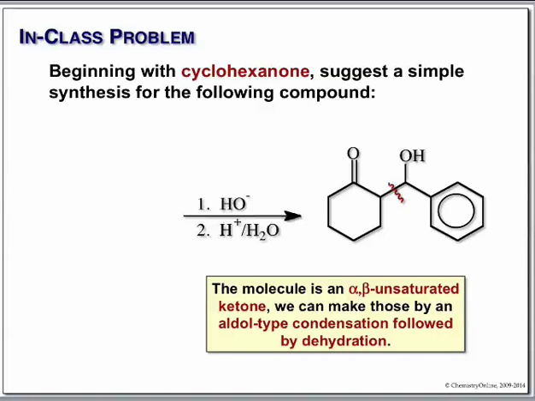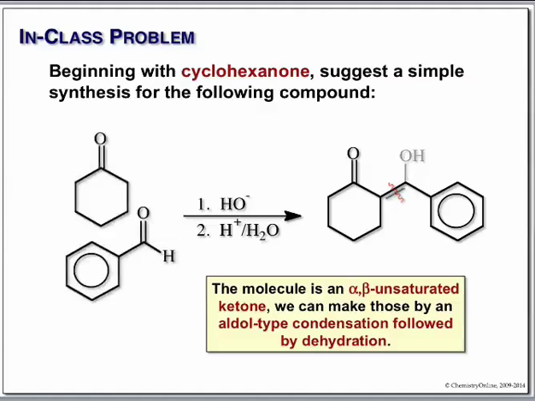Go ahead and draw the structure of the aldehyde that we need for our intermolecular condensation. The aldehyde simply had a benzene ring. This used to be a carbonyl. There's a hydrogen here. So this is benzaldehyde. Cyclohexanone plus benzaldehyde, base gives us the beta hydroxyketone. Acid, we dehydrate.